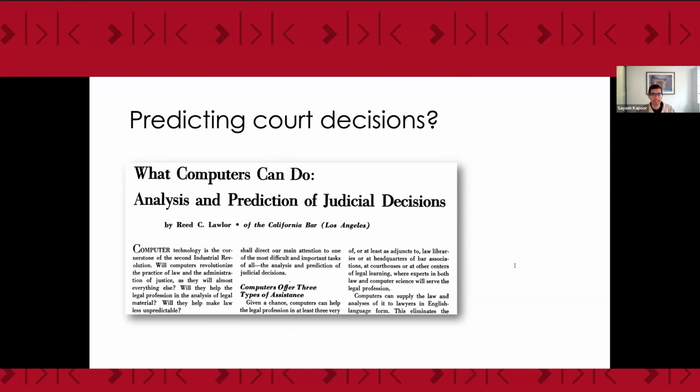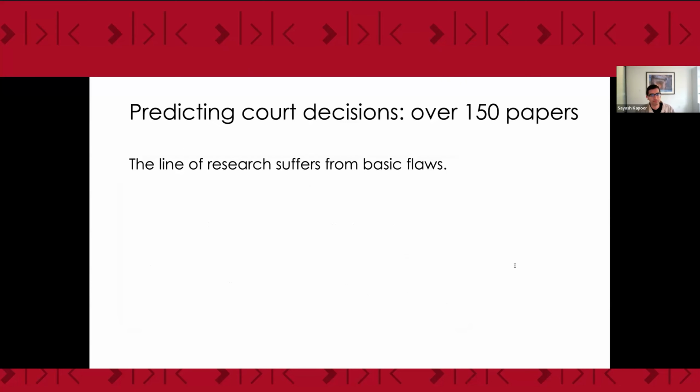A second type of prediction is about the outcomes of court decisions. So for instance, on the slide, you can see a screenshot of such a recommendation where computers could purportedly be used to predict judicial decisions. This is an example from 1963. So that's right. For over 60 years at this point, we have been trying to use computers to predict the outcomes of judicial decisions. How well have we done? It turns out we've done quite poorly.